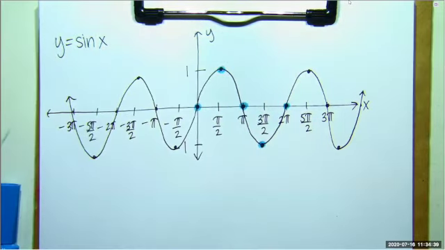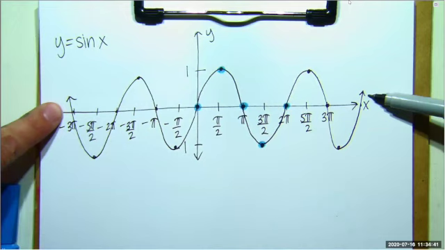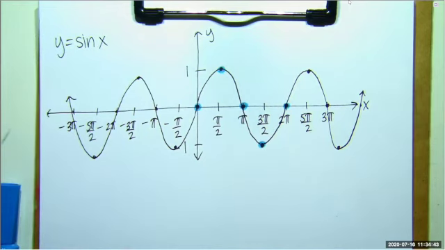Okay, some other things to note. I put an arrow on the ends of my graph. This indicates this pattern continues towards infinity. So we would have this wave shape in both directions an infinite number of times.